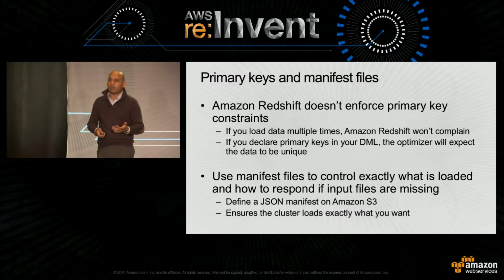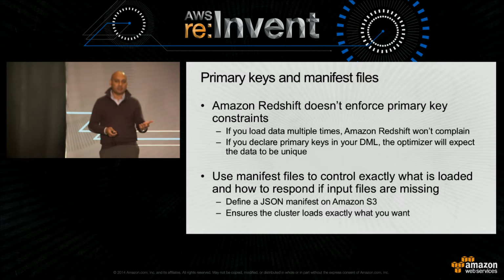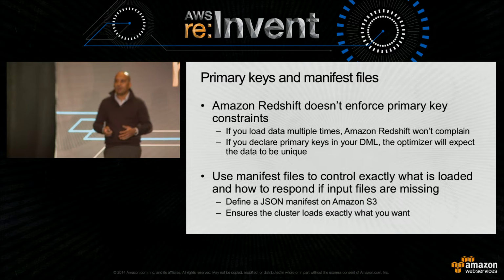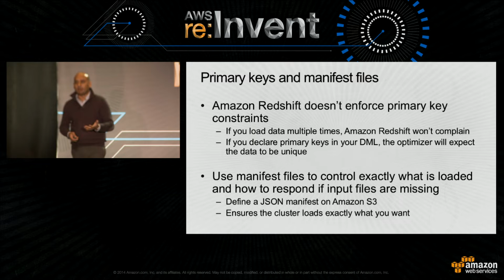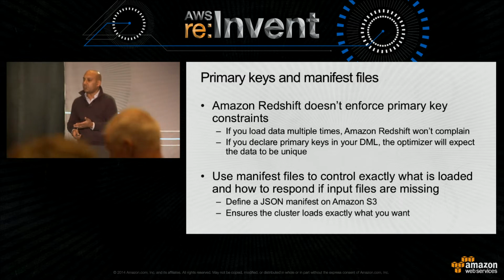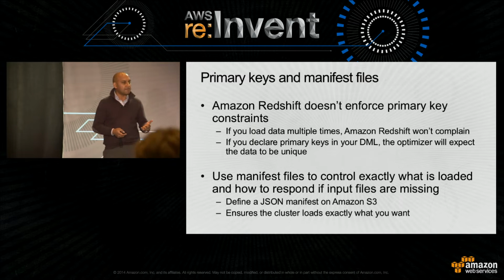So we have customers that might ingest hundreds of thousands of gaming logs, and they don't really care if one of them is missing. They have the option to skip it, but at least they know that it happened. And if you're using S3 in the US standard region, this will protect you from eventual consistency, which can sometimes create issues where you think you've written a file to S3, but when the cluster goes to ingest it, that file isn't seen. So manifest files help you deal with that.